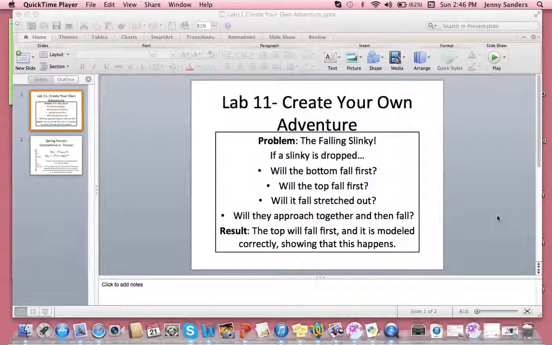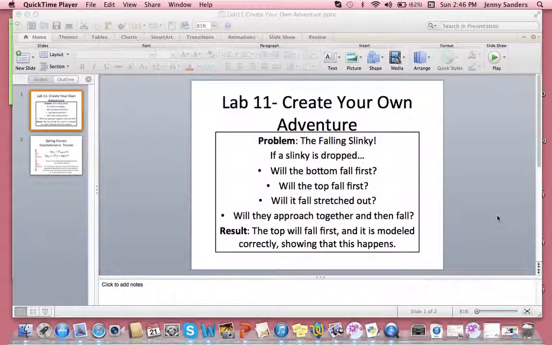If a slinky is dropped, will the bottom fall first? Will the top fall first? Will it fall stretched out? Or will the top and bottom approach each other and then fall? So the result of this problem is that the top will fall first, and it is modeled correctly, showing this happens in my computational model.